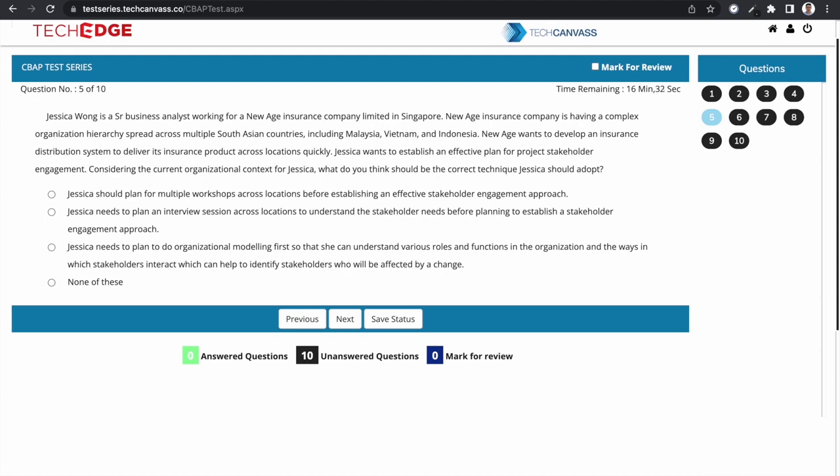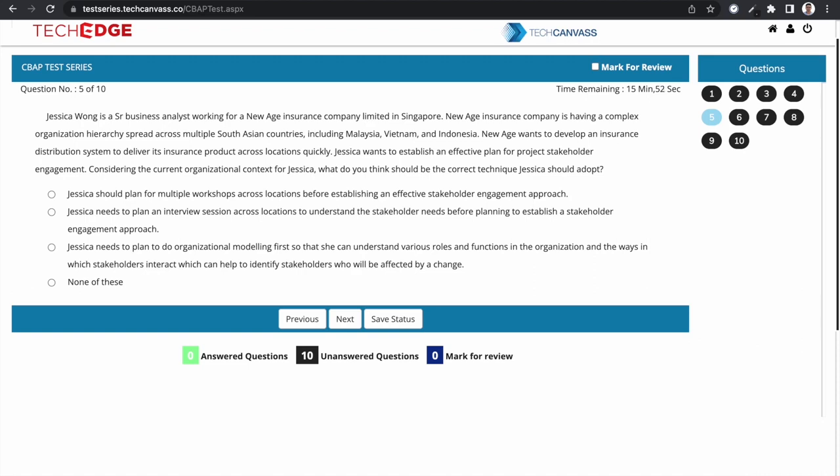When we look at these situational and scenario-based questions, they are quite comprehensive, quite long, and have multiple statements and information. For example, the first statement says where the organization is located. The second mentions that it has a complex organizational hierarchy. It also gives the information about the various locations where the company is situated. The third statement says what that organization wants to build, what its needs or opportunity are.